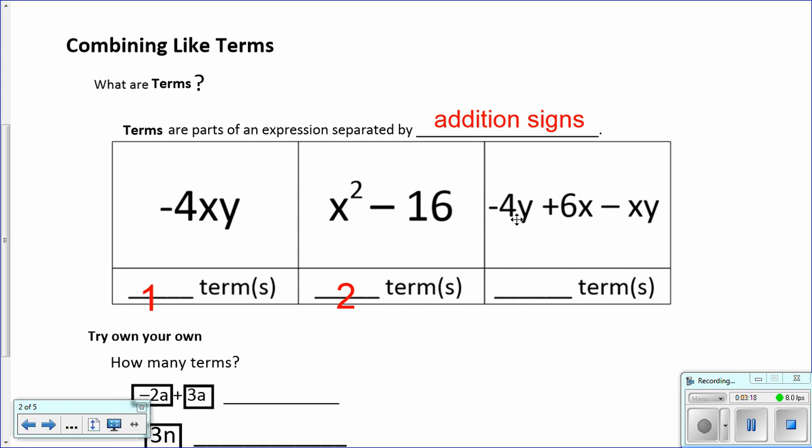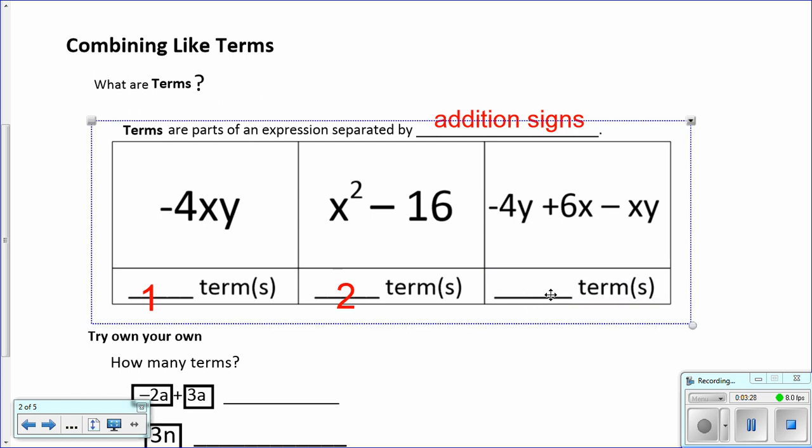Here we have 1, 2, and then this is actually our third, negative xy, because it's really plus negative xy. So 3 terms. Click.